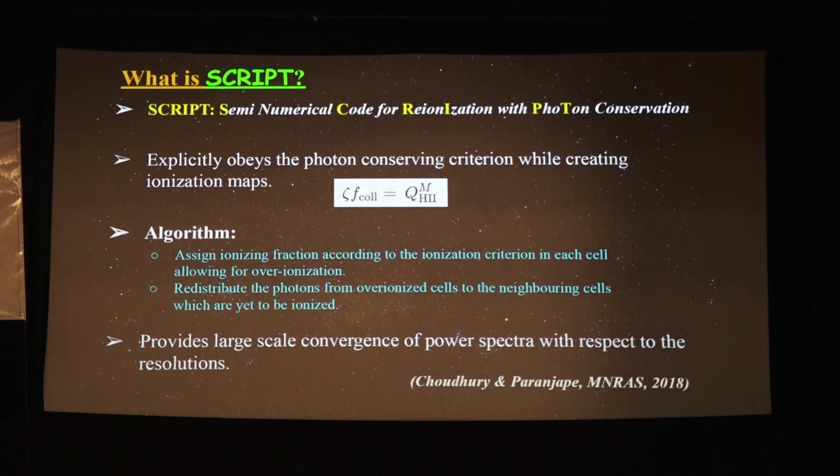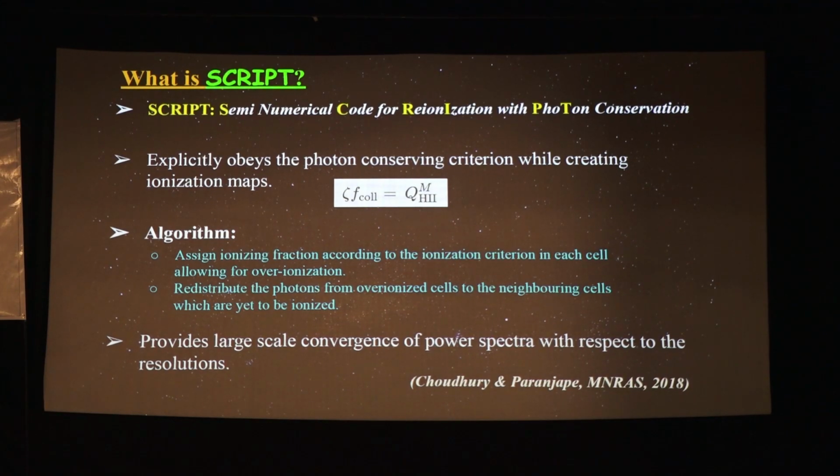The algorithm is basically simple. At the first step, it assigns the ionization fraction to each and every cell according to the ionization criterion. That is, if the available number of photons is greater than the available number of atoms, then the cell will be assigned as ionized. And at this first step, it allows for over-ionization, meaning a cell can have an ionization fraction greater than 1. In the next step, it redistributes these excess photons from the over-ionized cells to the nearby cells which are yet to be ionized.